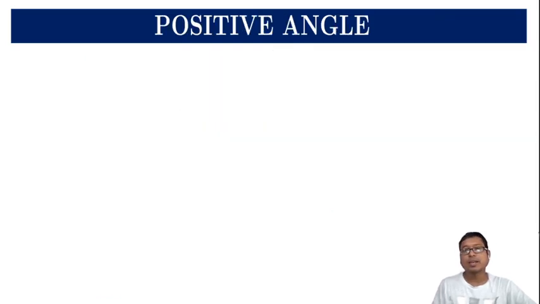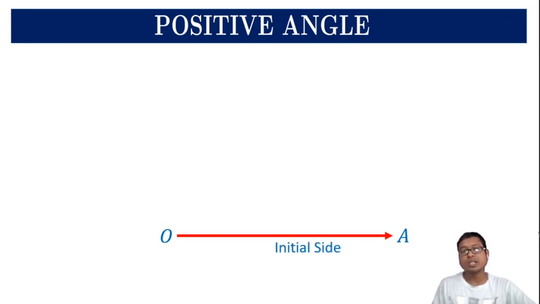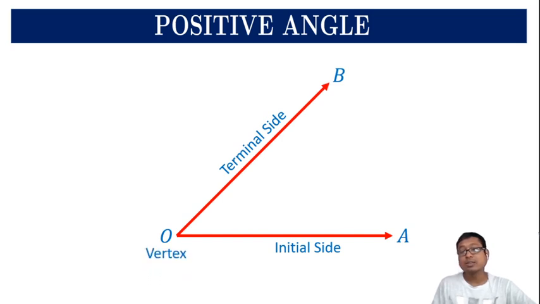Let me talk about positive angle. In trigonometry, we can talk about positive angle and negative angle. Let me explain what positive angle means. Suppose I am considering one ray. The name of this ray is initial side. Suppose it rotates in anti-clockwise direction and comes to a certain position. Actually here what is happening, the same initial side goes to that position. The name of that position is known as terminal side, and the point about which it is rotating is known as the vertex, and the angle so created is known as the positive angle.